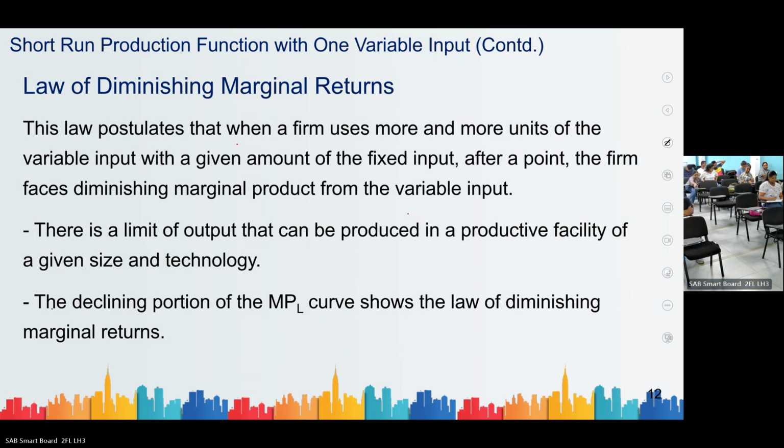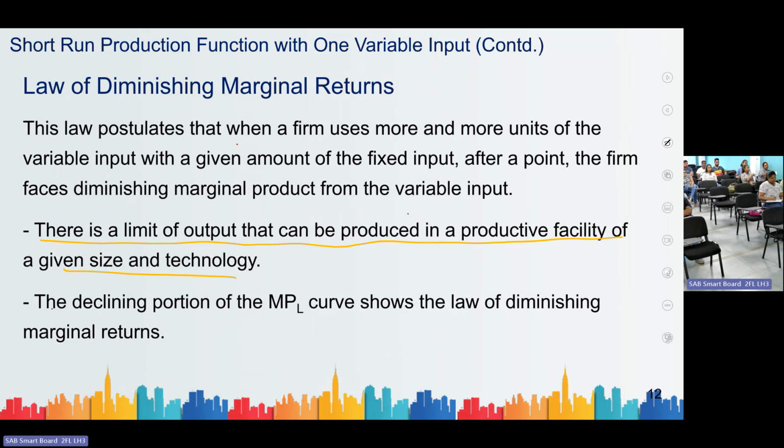So there is a limit of output that can be produced in a production facility of a given size and technology. Assume we have located 10 machines in this area. We can productively produce garment items only with 10 machine operators. And assume a situation where we have 50 or 60 machine operators working in this space, only with 10 machines. So is it productive? No, it's not productive.